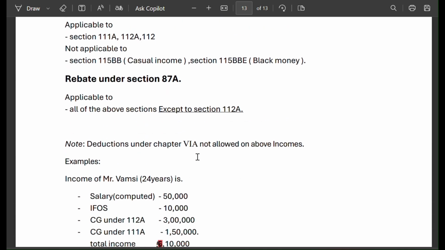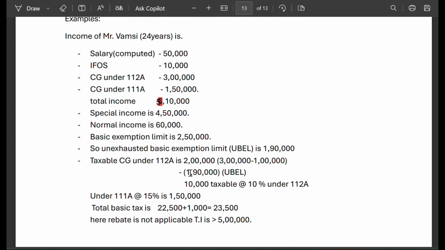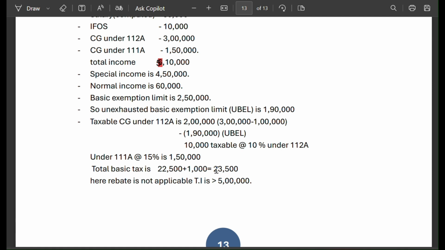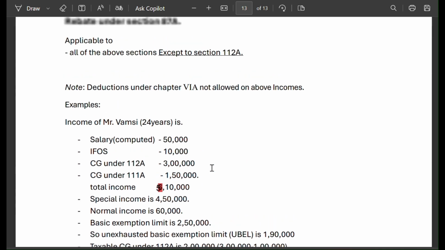Let's see for which sections rebate is applicable. Under section 87A, rebate is applicable to all the sections except 112, because for this section the government has already given the limit of 1 lakh exemption. If it is for May 2025, 1,25,000 is the exemption. That's why rebate is not given for these sections. So you may deduct the rebate of 12,500 from here if the income is less than 5 lakhs.